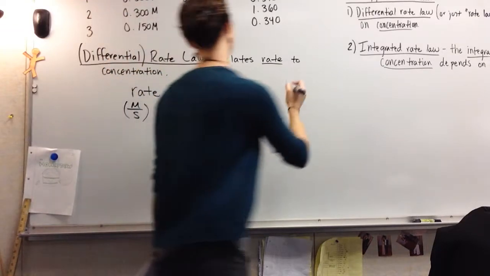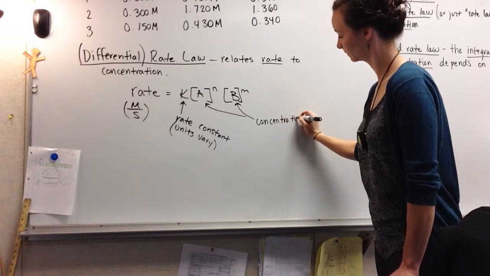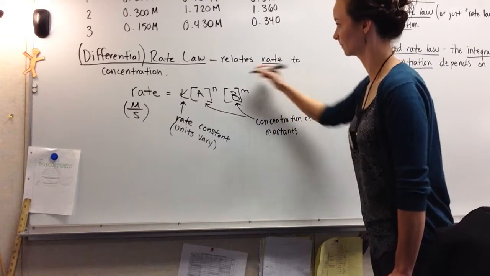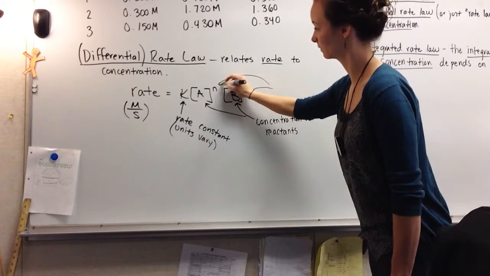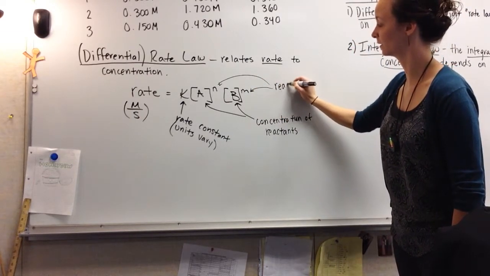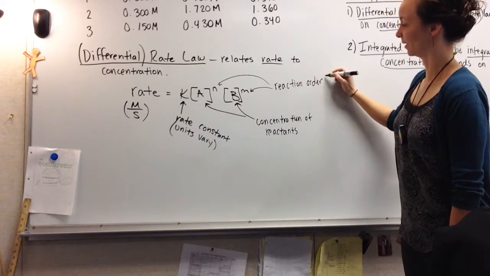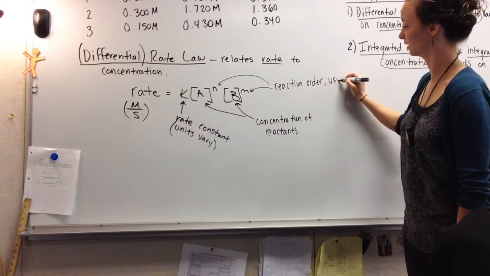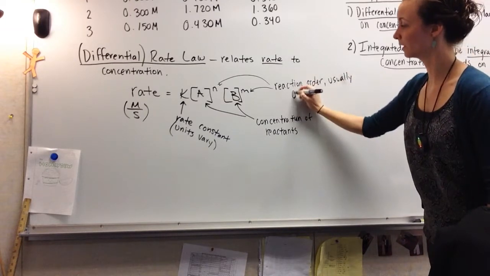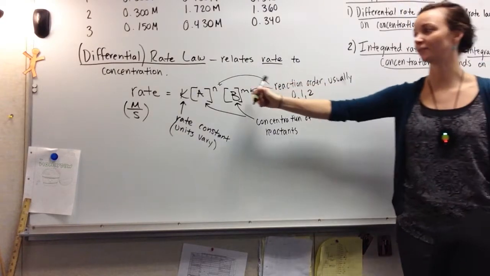A and B are concentrations of the reactants, and then N and M are the reaction order. These numbers are usually going to be 1, 2, or 0. Those are the most common numbers that you'll find for N and M.